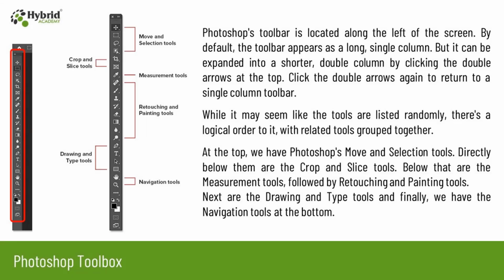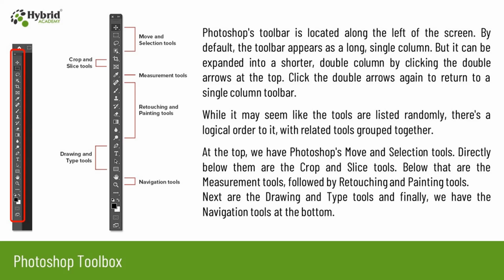Going further, let's see what the Adobe Photoshop Toolbox is and what options are available under this toolbox. Photoshop's toolbar is located along the left of the screen. By default, the toolbar appears as a long single column, but it can be expanded into a shorter double column by clicking the double arrows at the top. Click the double arrows again to return to the single column toolbar.